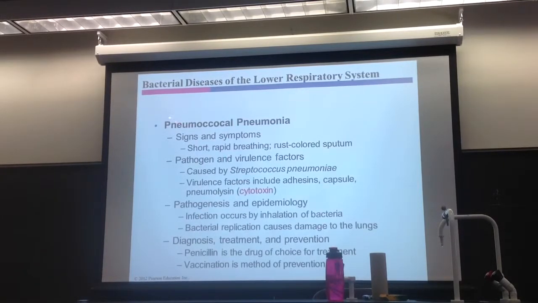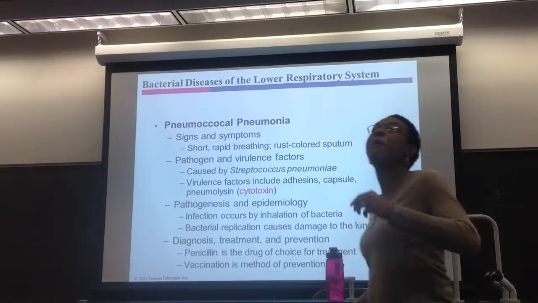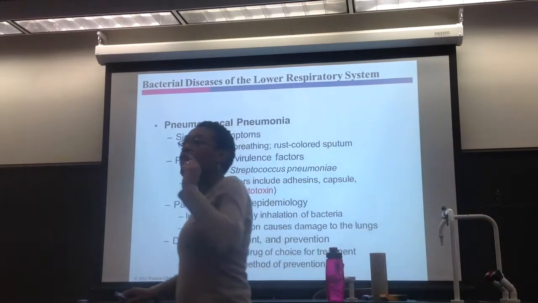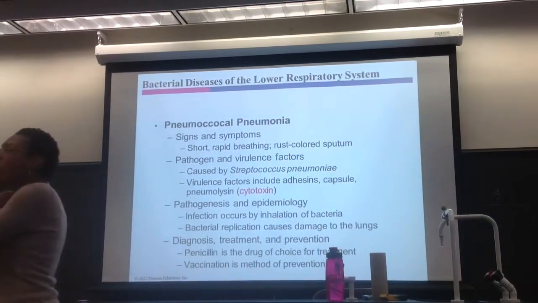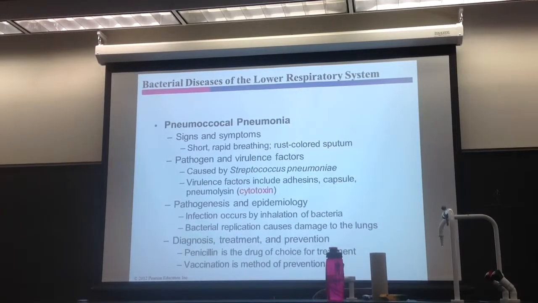Let's first talk about pneumococcal pneumonia. You're like, pneumococcal? Who? Pneumococcal pneumonia is caused by Streptococcus pneumoniae. Okay? So pneumococcal is like an old school term to talk about Streptococcus pneumoniae because it causes pneumonia. All right? Now, what are some signs and symptoms? Okay? Short, rapid breathing. But more importantly, you have rust-colored sputum. Basically, this is blood in your sputum.